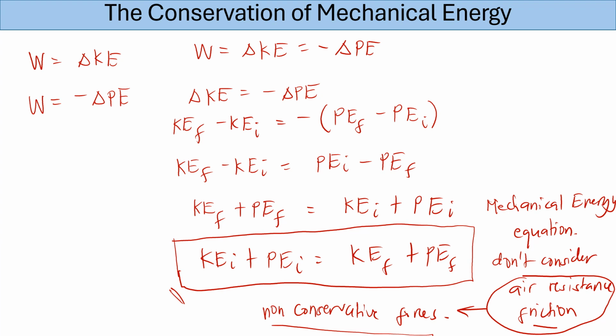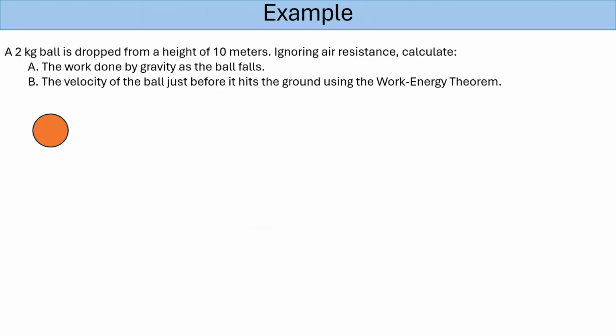Okay, so we're going to proceed now to the example. A 2 kilogram ball is dropped from a height of 10 meters. Then, ignoring air resistance, what is the work done by gravity as the ball falls? And then the velocity of the ball just before it hits the ground using the work energy theorem. So it's always the ball, the very classic example.